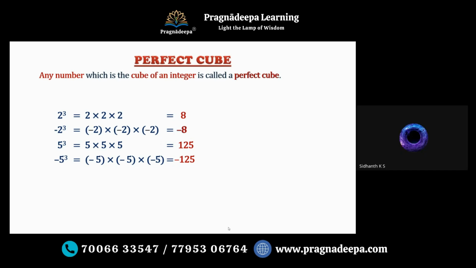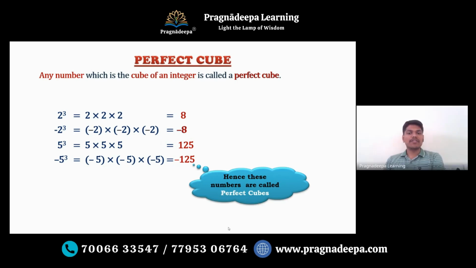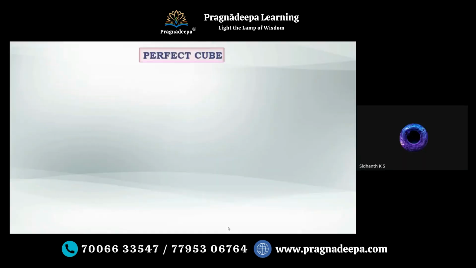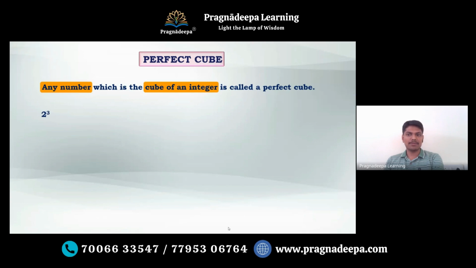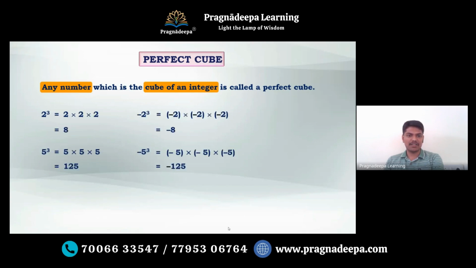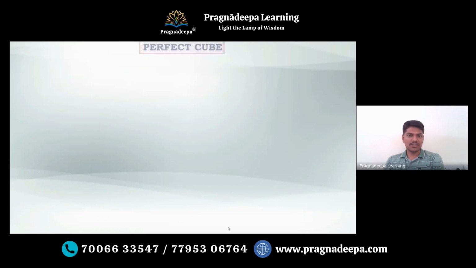Sir, because 2 cannot be written as a cube of any 3 integers, correct? Yes, sir. This is what I explained. Okay, I leave it. The same thing again I have shown it.